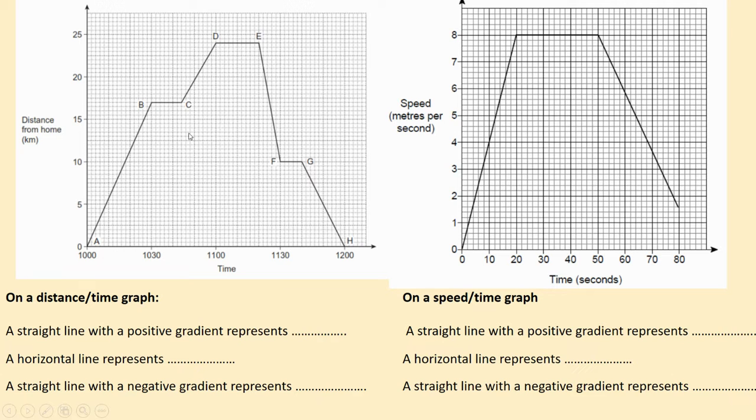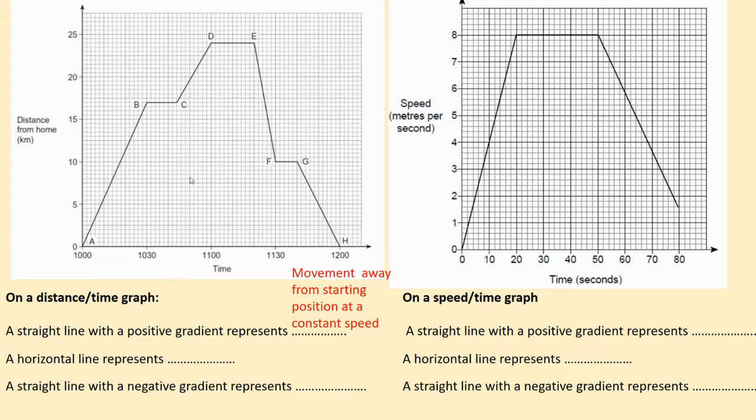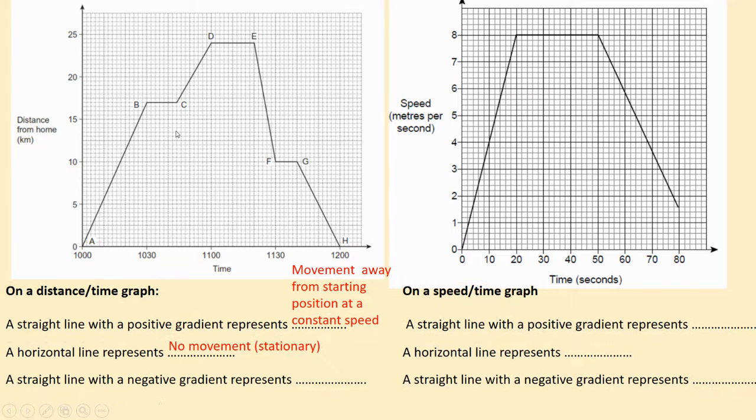Again, looking at the left-hand side, so the distance time graph, we've just got our regular key features that you should recognise. So a straight line with a positive gradient, i.e. the line AB or the line CD, that represents the movement away from the starting position at a constant speed. The horizontal lines then, so B to C and D to E, they represent the fact that we're not moving anymore and we're stationary at that point in time. And the last part is a straight line with a negative gradient. That represents movement back towards our starting position at a constant speed. So that would be E to F or G to H.